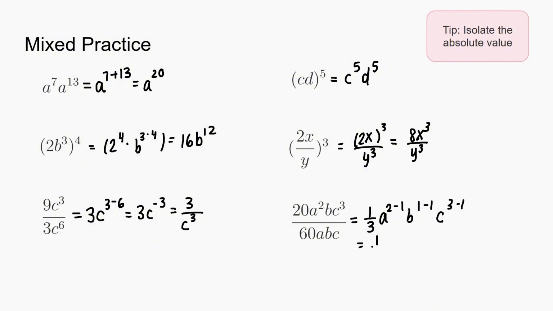This gives us 1/3, a to the 1st power, b to the 0th power, and c to the 2nd power. Like we covered before, any number to the 0th power is equal to 1. So this is basically equal to 1/3 times a times c squared.